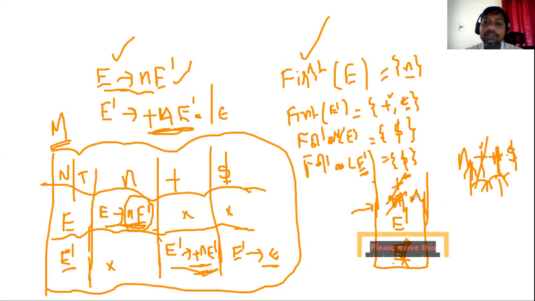Now look at the situation. On top of the stack we have a terminal symbol n, and the current input symbol is this one.